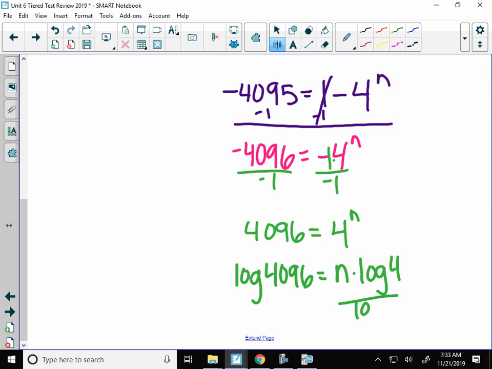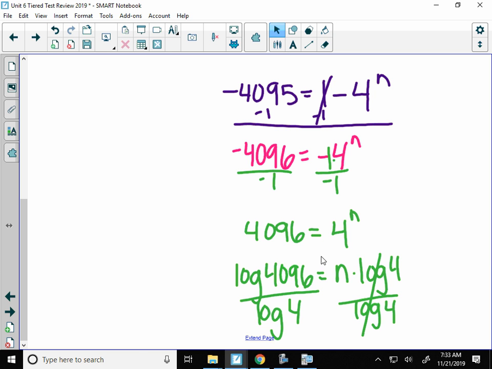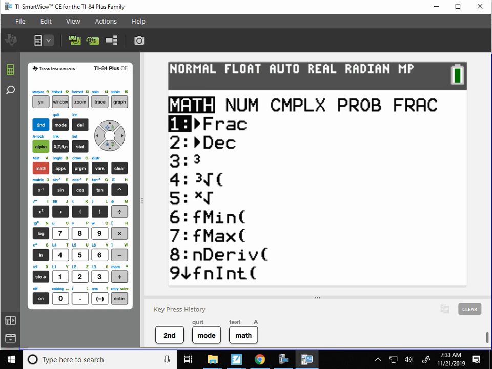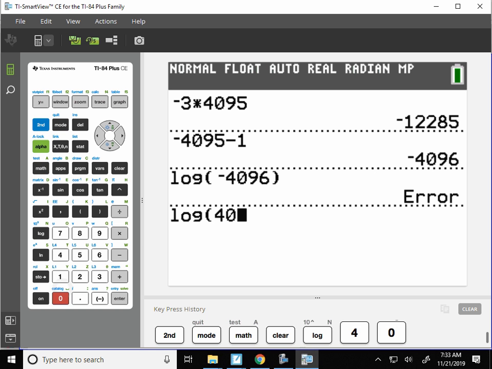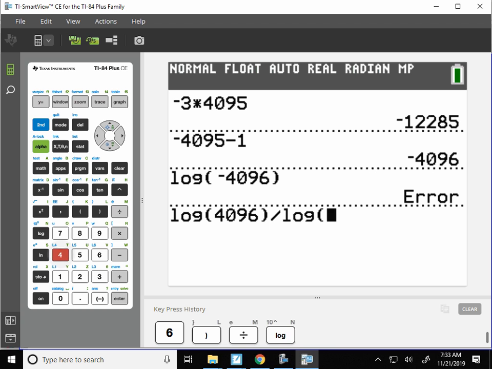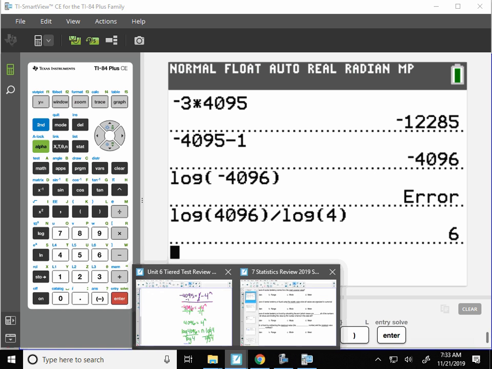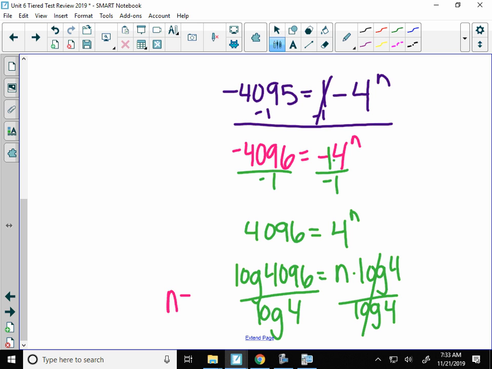Okay, I divide by log of 4, and then I'll be able to get my answer. Since we are finding the term number n, our value should be an integer, a positive integer. If you don't get a positive integer, then you did something wrong. Here we go, n is 6. So you're adding up in this sequence 6 terms to get that sum. And that's it for number 6.